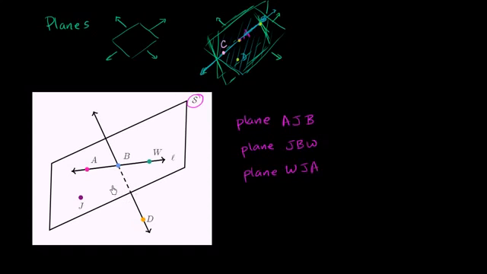But I could not specify this plane uniquely by saying plane ABW. The reason I can't do this is because A, B, and W are all on the same line, and this line sits on an infinite number of planes. I could keep rotating around the line just as we did over here. It does not specify only one plane.